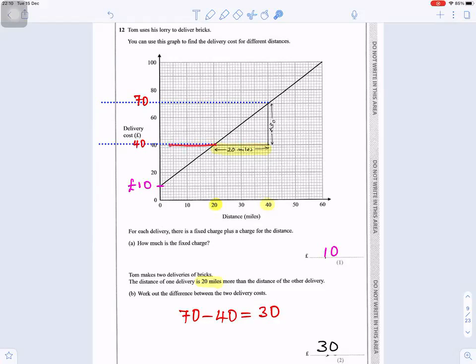So if you go to the x-axis at 40 miles, and if you go up, you start at 20 miles and you end at 40, that gives you 20 miles. And when you go up to where you reach the graph and you go across to the y-axis, that's 70 pounds. So the difference is 70 minus 40 pounds, and that gives you 30 pounds. So 30 pounds is the difference between the two delivery costs.